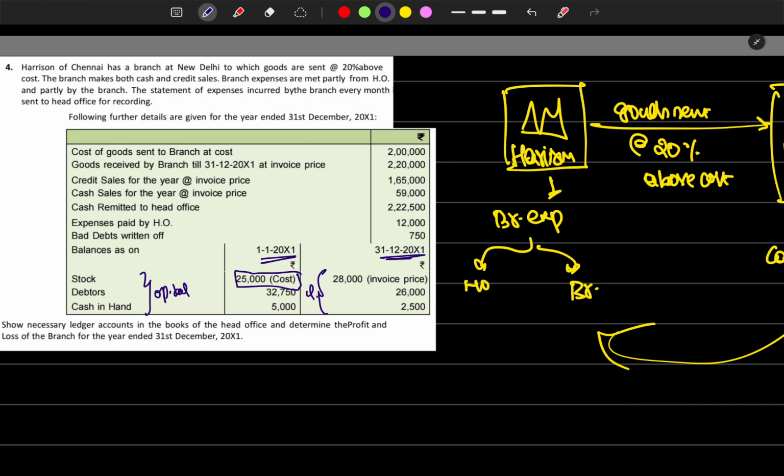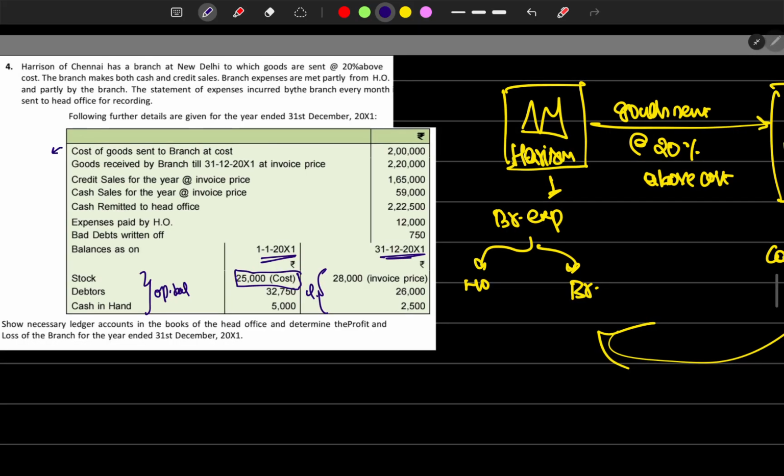Cost of goods sent to branch at cost, which is what? Branch stock account to GSTB. They have sent it at cost price. We have to increase it at invoice price. Goods received by branch till 31/12/2021 is 2,20,000.